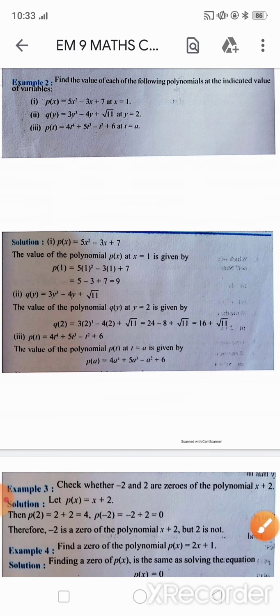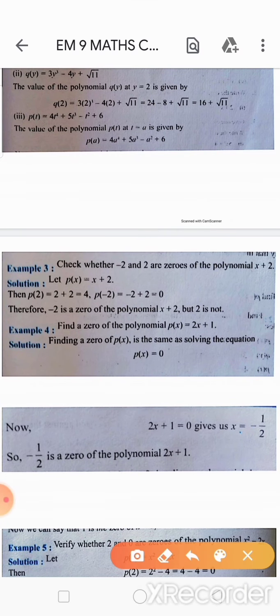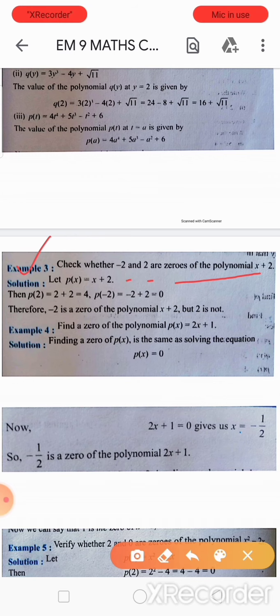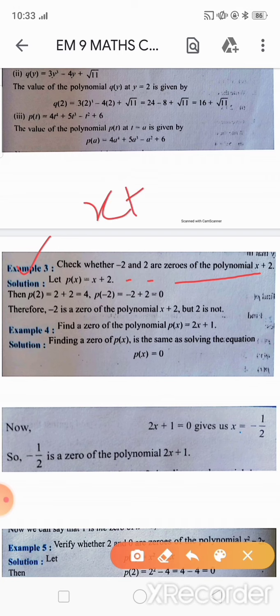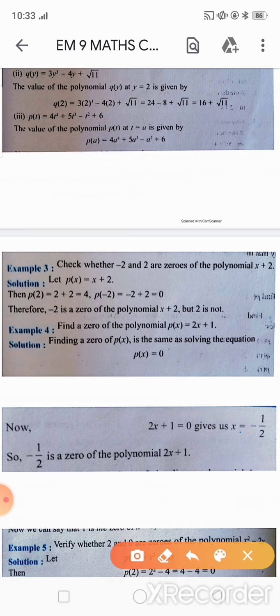Next, example number 3: check whether minus 2 and 2 are zeros of the polynomial x plus 2. We have the polynomial x plus 2, and we check whether it is zero for x equal to minus 2 first and then for x equal to 2. So we write in the solution, let our polynomial p of x is equal to x plus 2.